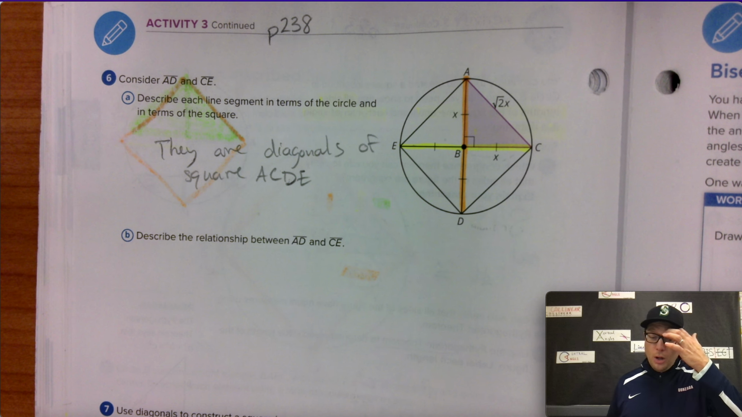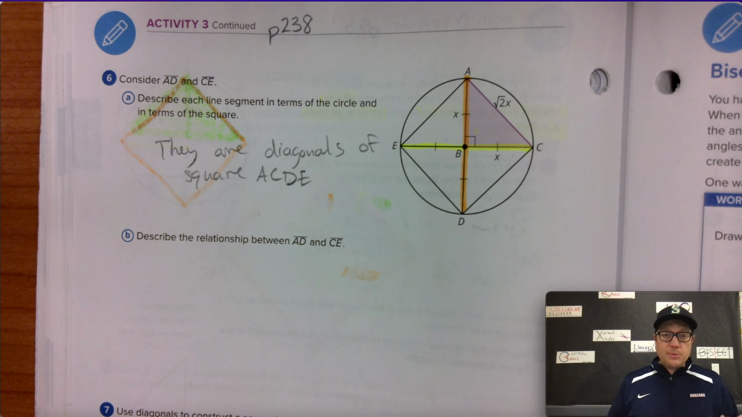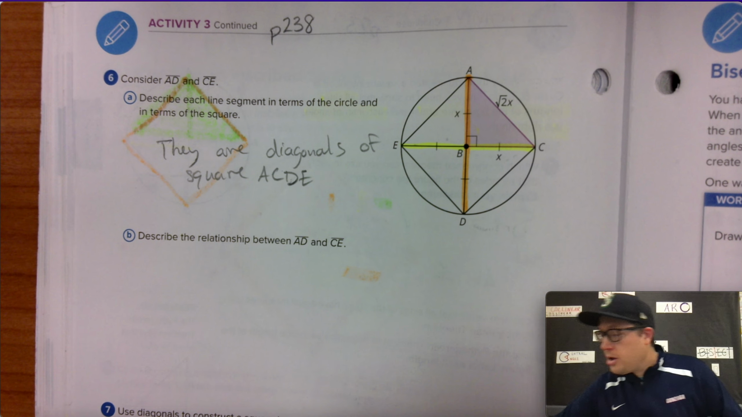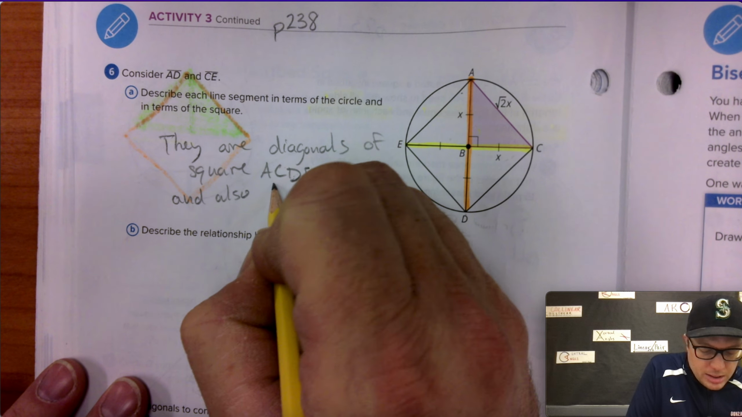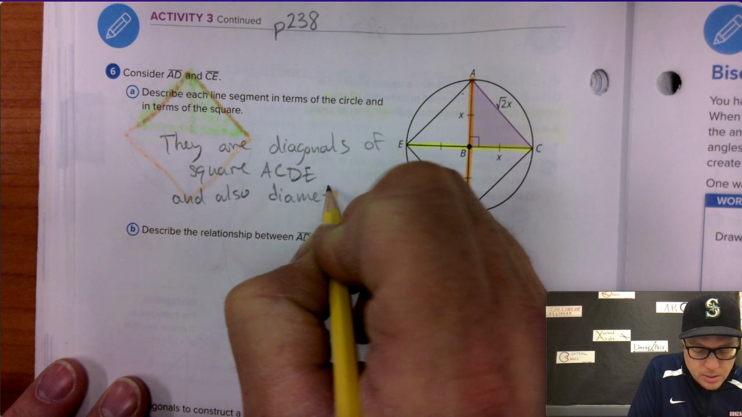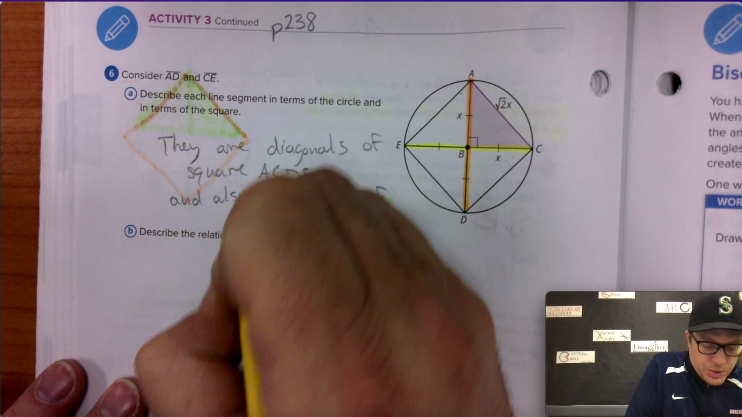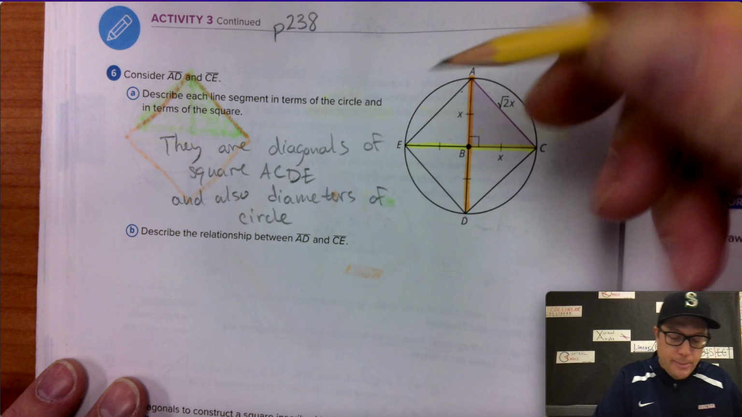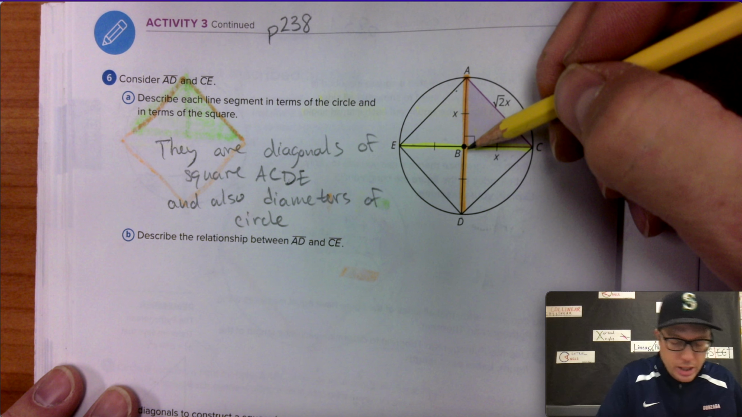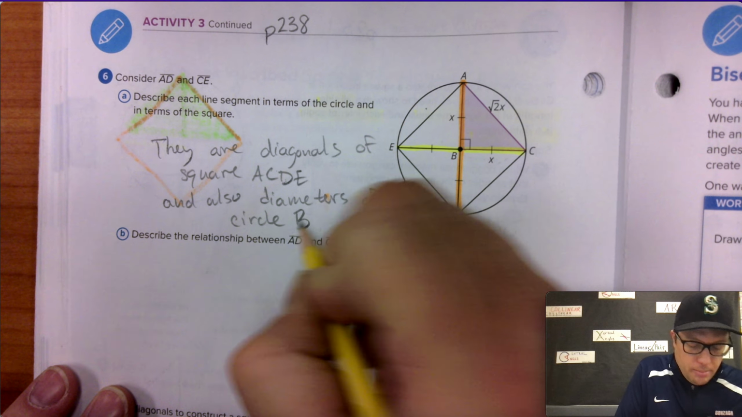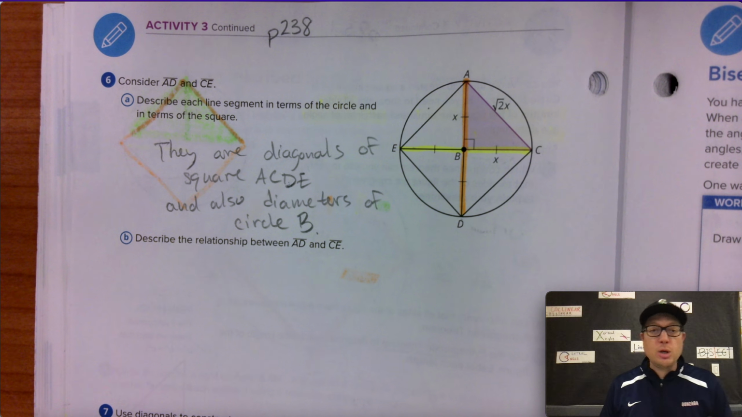All right, cool. A square is definitely something happening in this figure. Not only that, though, they're also going from one side of a circle to the other side. That makes them a chord, or more specifically, a diameter. And also diameters of the circle. Now we name a circle by its center, so we're going to say circle B. There it is. That's all we needed.